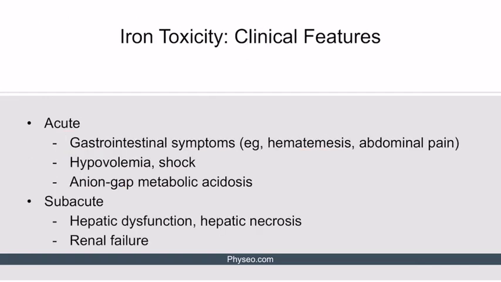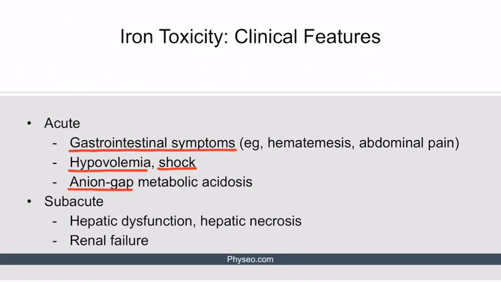The clinical features of iron toxicity are generally subdivided into acute, subacute, and chronic. Acute features include gastrointestinal symptoms such as hematemesis or abdominal pain, which occur secondary to the direct caustic injury to the GI mucosa, like we mentioned before. Now, hypovolemia or even shock can occur secondary to significant fluid and blood loss, either as a result of vomiting or diarrhea, which can be bloody or non-bloody. And again, the bloody diarrhea makes sense because it directly damages the GI mucosa.